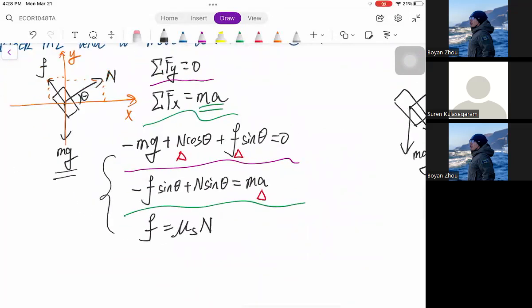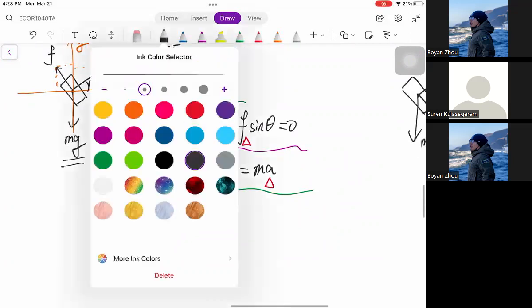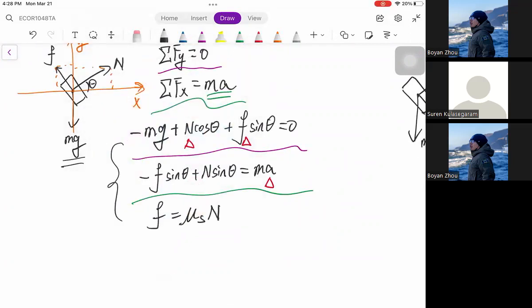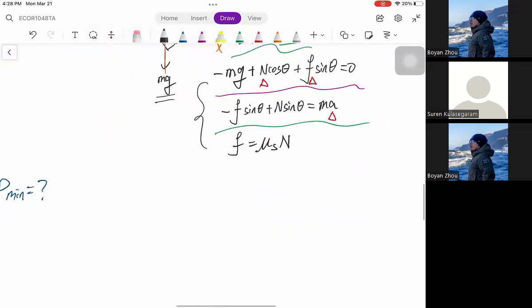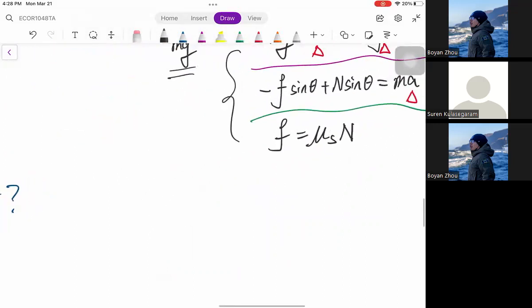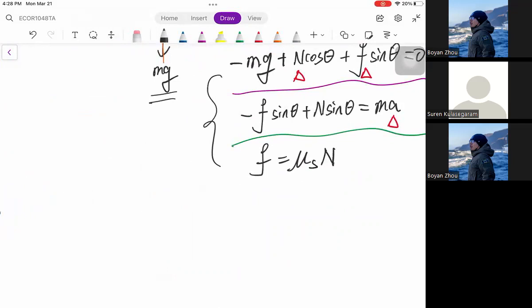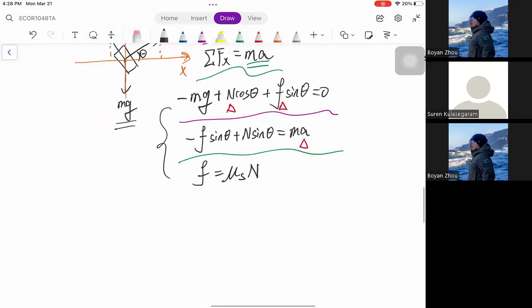So three equations and three unknowns, we can solve for F, N, and A. And the math is actually kind of ugly, so I'll show you how I solve it. It's just math, you can use any method you like to solve it. I'm just showing you how I actually solve it.